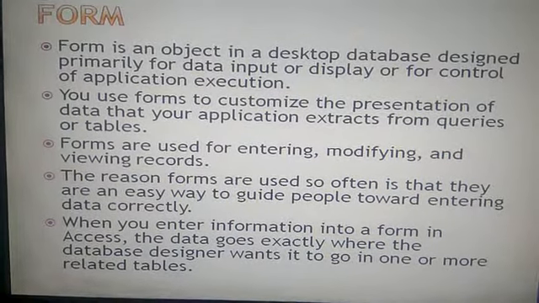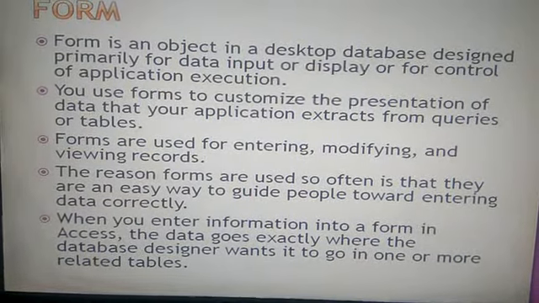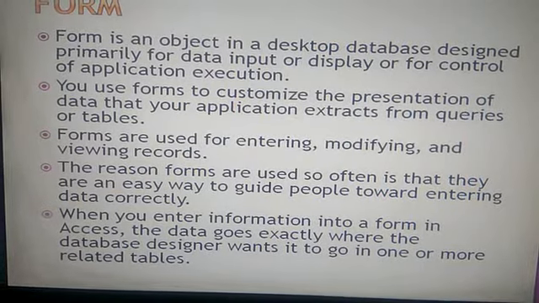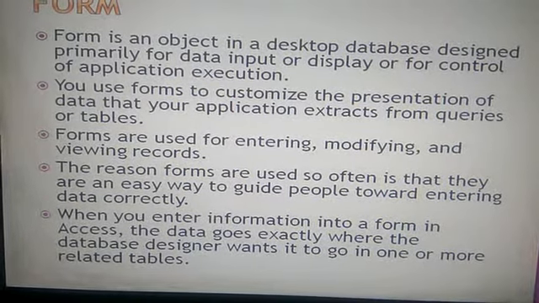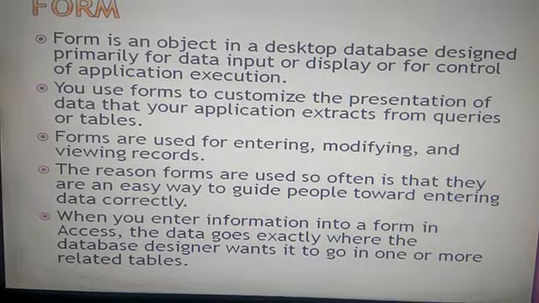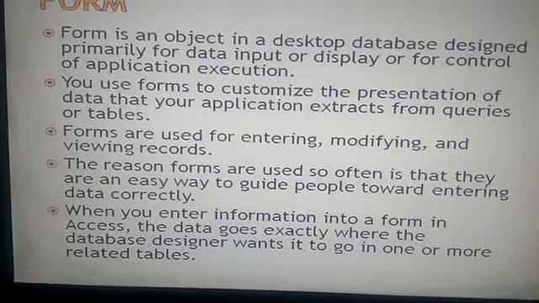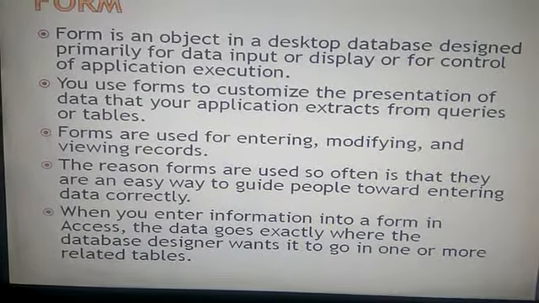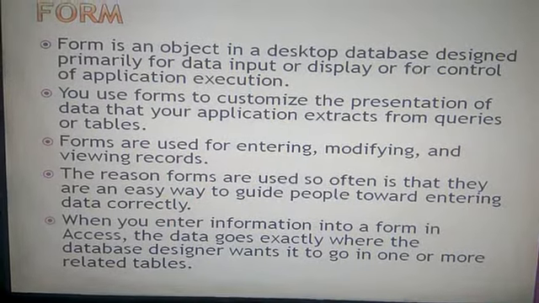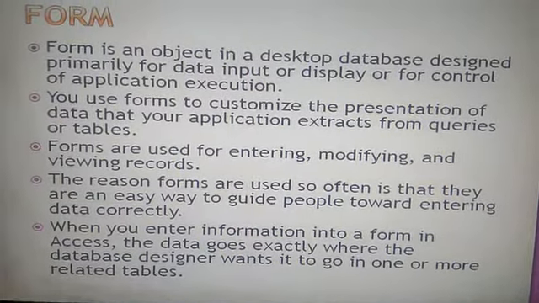Now forms are what? Forms are the displaying of the information in a user interface form. So they say forms are used for entering, modifying and viewing records. So these are the three main motives for which forms are used. The reason forms are used so often is that they are an easy way to guide people towards entering data correctly. When you enter information into a form in Access, the data goes exactly where the database designer wants it to go in one or more related tables.